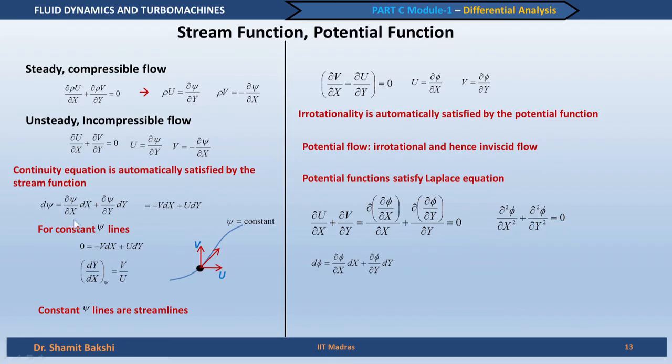Now, like we did here, let us see what the constant phi lines signify. So, we write d phi again in this form. If we do that, we can plug in the value of del phi by del x as u and del phi by del y as v.